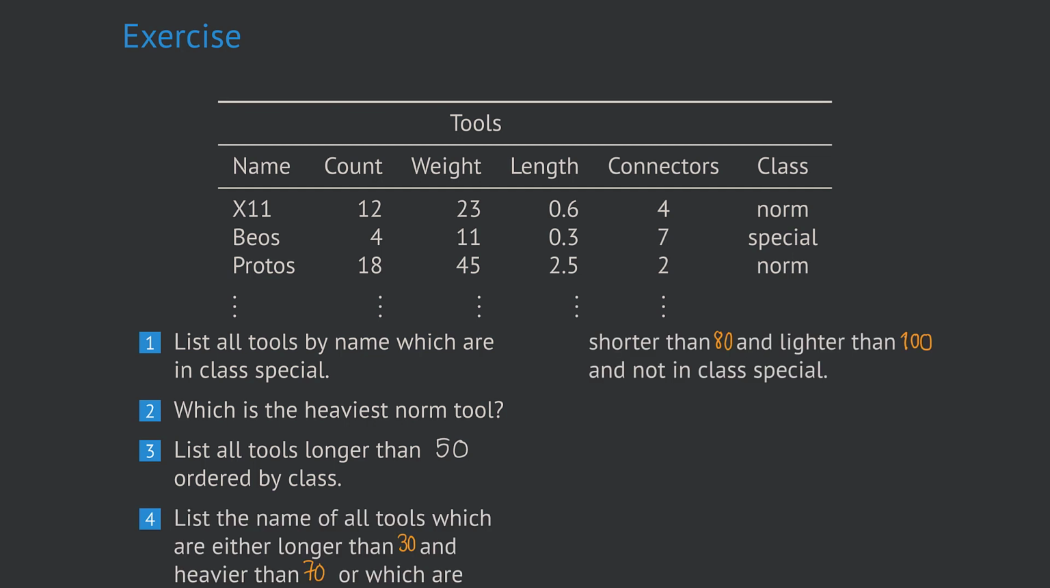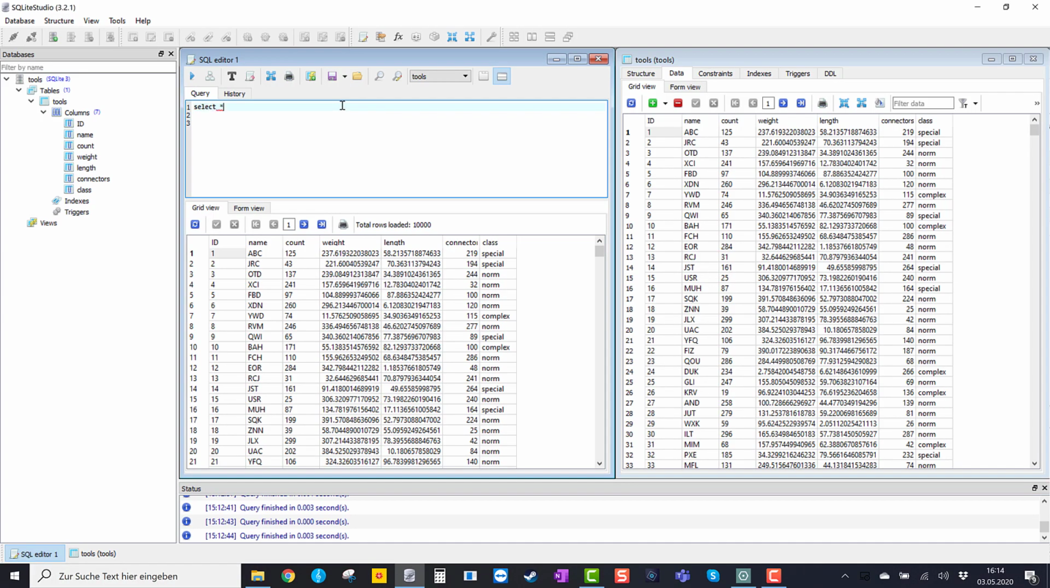Let's have a look at the next one. List the name of all tools which are either longer than 30 and heavier than 70, or which are shorter than 80 and lighter than 100 and not in class special. This one is obviously all about a very complex where condition. Let's try to figure that out step by step. We start with select star from tools. And now how does the where condition look like? All tools which are either longer than 30 and heavier than 70, or which are shorter than 80 and lighter than 100 and not in class special.